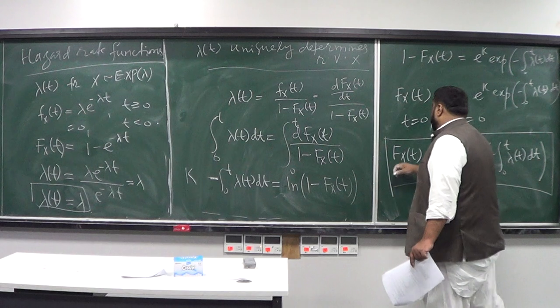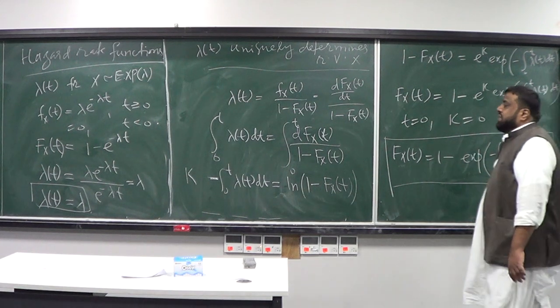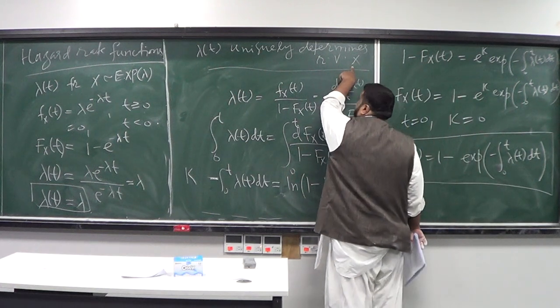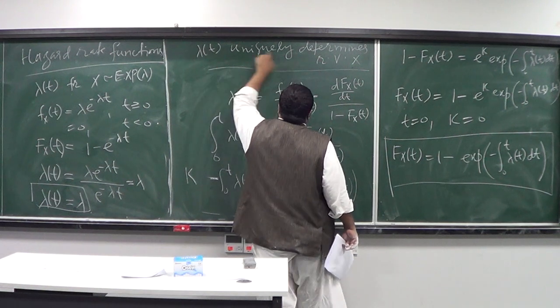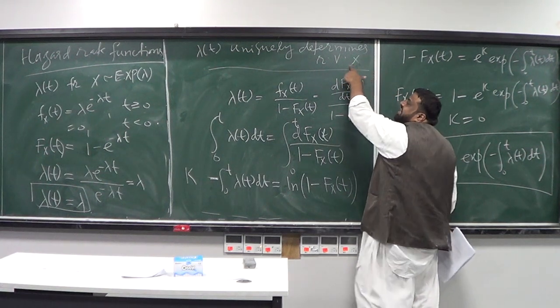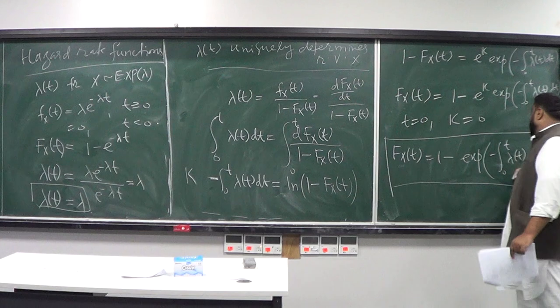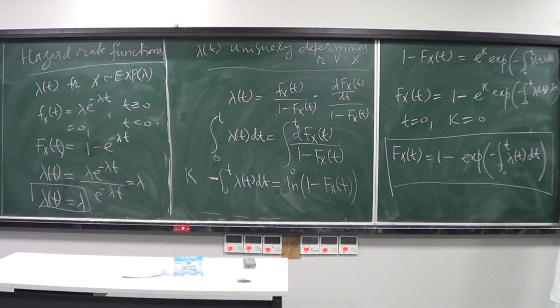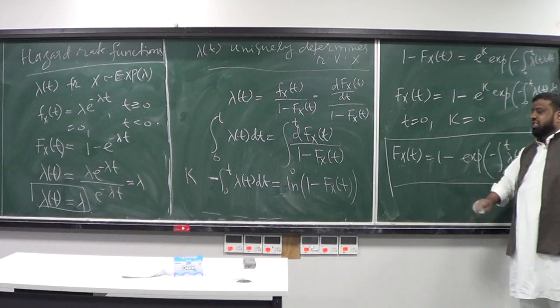And once you have this Fx of t, you can differentiate and get the PDF of the random variable. So what are these calculations telling you? That if for a random variable you know the survival function, the hazard rate function or the failure function, then you can find the distribution, the PDF and the CDF of x by the given lambda of t. Just put your function here, integrate, and you get your CDF. Once you know the CDF, you can differentiate and get the PDF.